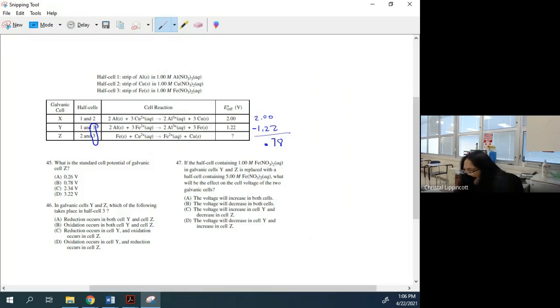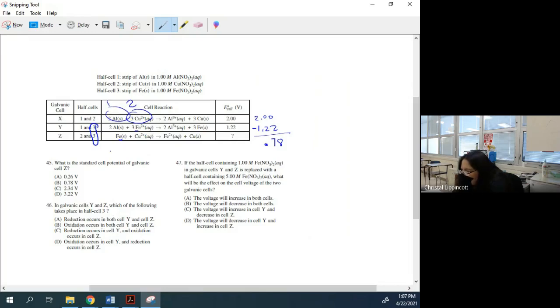Very good, Austin. Yes, you are correct. And Emma is correct. Good. So we have in galvanic cells Y and Z, which of the following occurs in half cell 3. So what is actually half cell 3? What material is in there? Iron, because that's here and here, right? And copper would be half cell 2, and aluminum would be half cell 1.